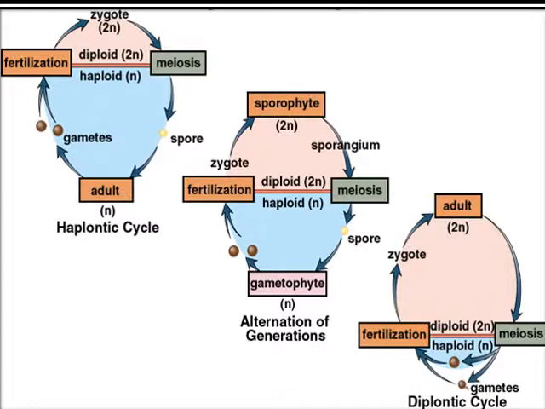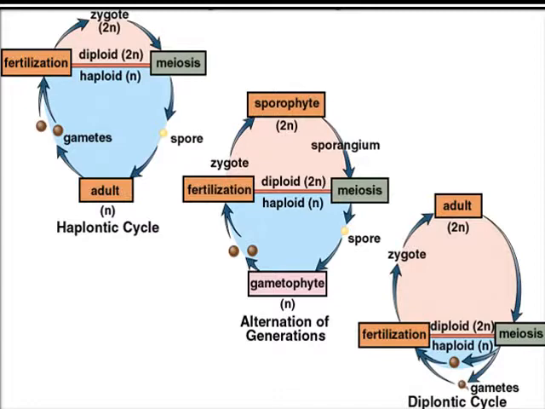Now this zygote will further do meiosis and form spores. When meiosis takes place, the spores produced will be haploid. These haploid spores will again form the adult. So you can see that the majority of the structures, the gametes, the spores and the adult, all three are haploid, while only the zygote is diploid. So this type of life cycle is known as the haplontic life cycle.